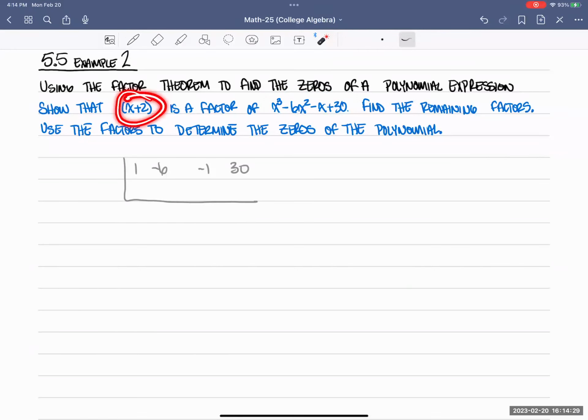And now they're telling us that this is one of the zeros. So we have x plus 2 equals 0, so x equals -2. This is what we're going to use here, -2, and start doing our synthetic division. We have 1; -2 times 1 is -2. -6 plus -2 is -8. -8 times -2 is +16. 16 minus 1 is +15. 15 times -2 is -30. And then 30 minus 30 is 0.